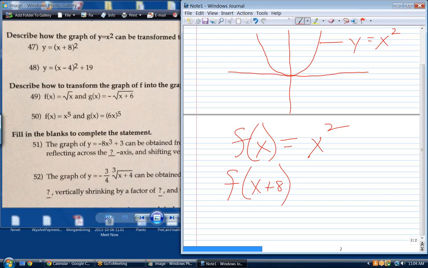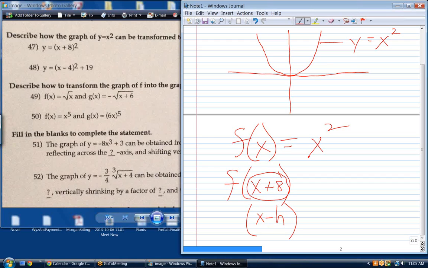And it's supposed to be x minus h. So a positive h is a move to the right. But this actually would be a negative h. In other words, h would have to be negative 8 in order to get that. So this is a move to the left.